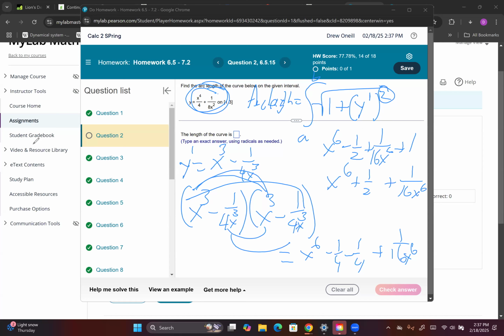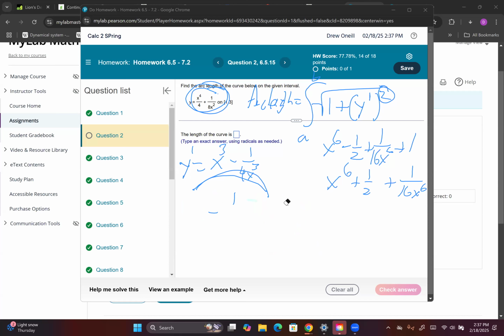So let's erase some stuff and talk about how this would go if we didn't know what to do. Okay, so let me break down sort of the thought process here. So where we're at, and the arc length formula is an integral.